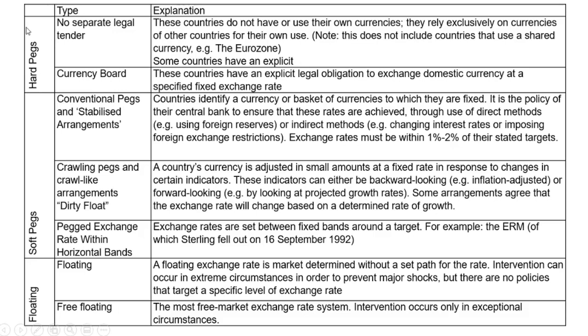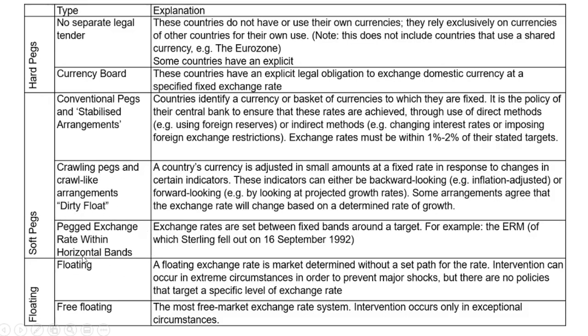Fixed exchange rates can be broken down between hard pegs and soft pegs. At the most extreme end of a hard peg system, you'll see that some countries have no separate legal tender, which means that they don't use their own currency. They use another country's currency. You can see here as well that there are different types of soft peg systems: stabilized arrangements, dirty float or crawling pegs, where the exchange rate might change depending on other indicators, or this other one here, pegged exchange rate within horizontal bands, which means that you allow it to float within certain levels, but then you actually fix it between those different bands.